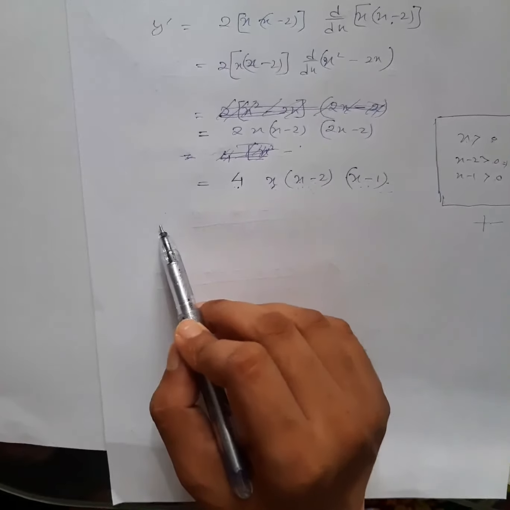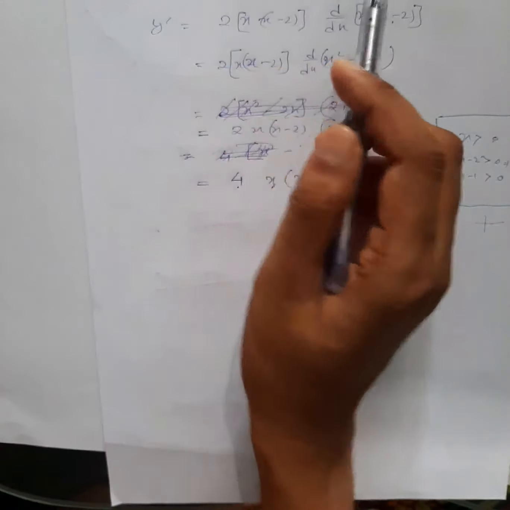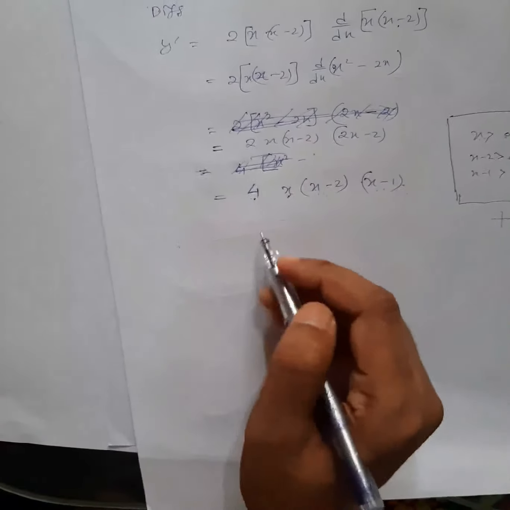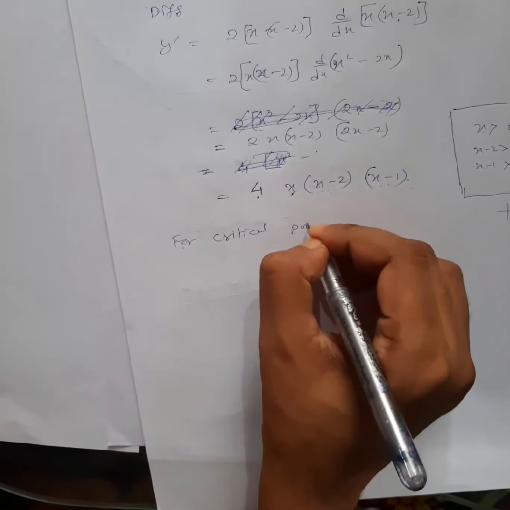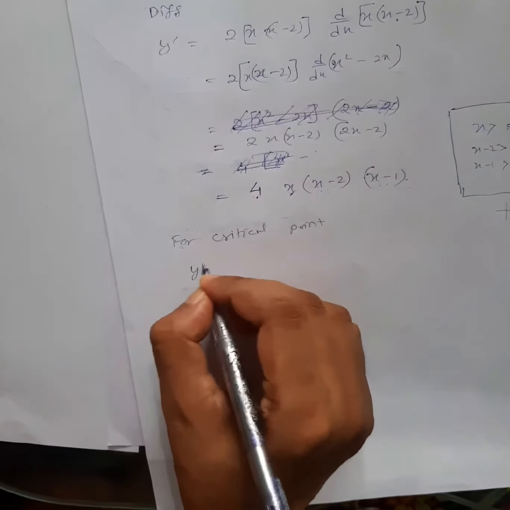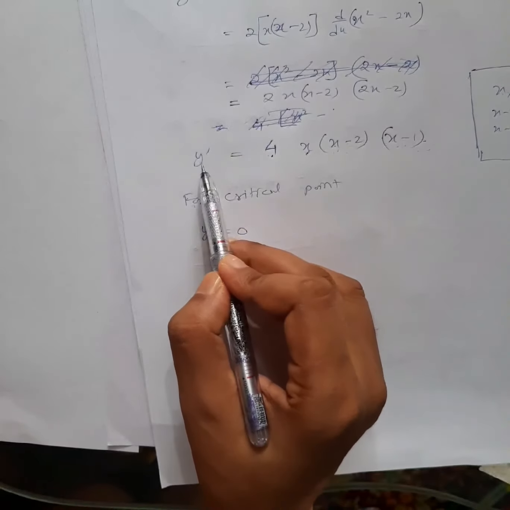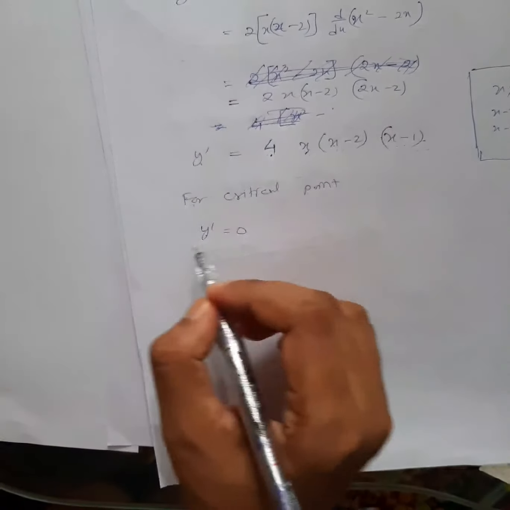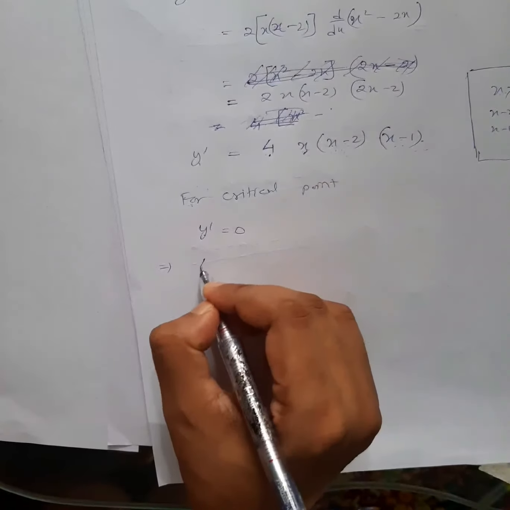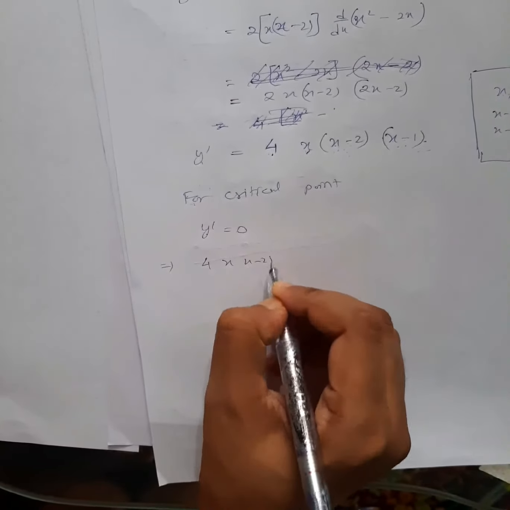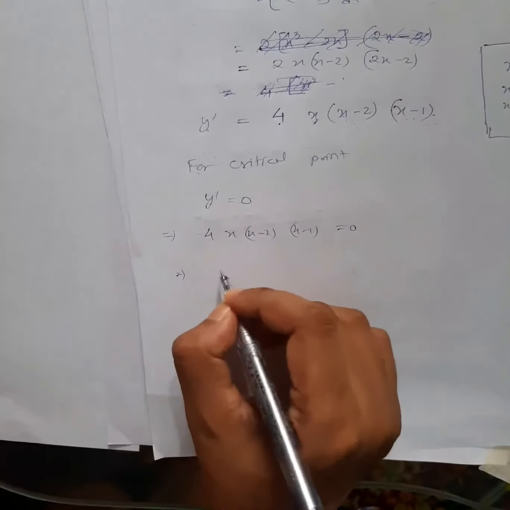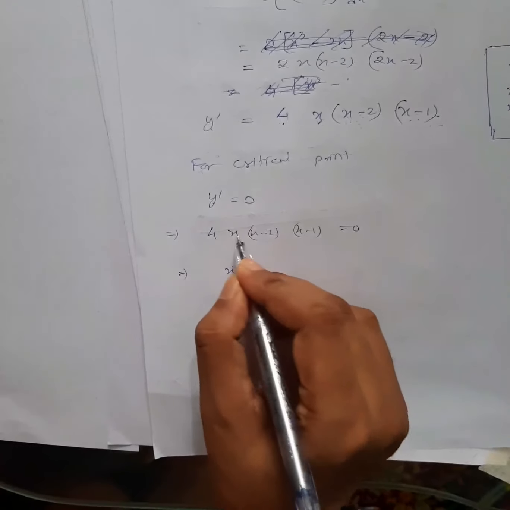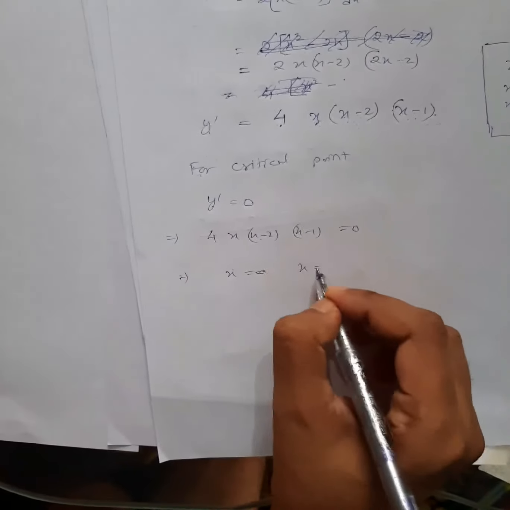So in this case, even though they have asked you for the increasing function, you have to first find the critical point. For the critical point, y dash is equal to 0, right? The derivative will be 0 at the critical point, so I have taken this as 0, and from there I will solve this. 4x(x minus 2)(x minus 1) equal to 0. So this whole expression will be 0 if x equal to 0.